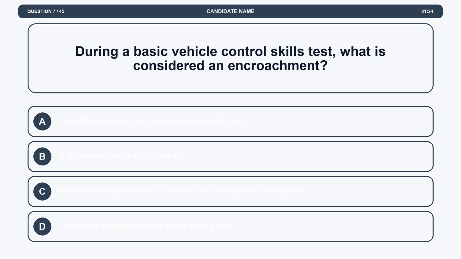Question 7. During a basic vehicle control skills test, what is considered an encroachment? Option A. The vehicle crossing over an exercise boundary line. Option B. A driver executing a single pull-up. Option C. A driver placing the vehicle in neutral and applying the parking brake. Option D. The vehicle stalling while the driver shifts gears.